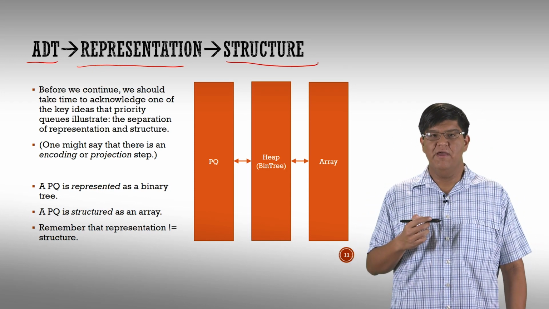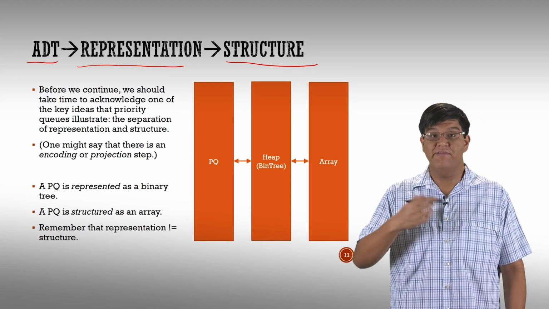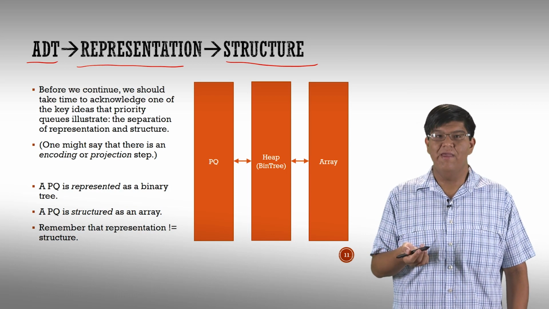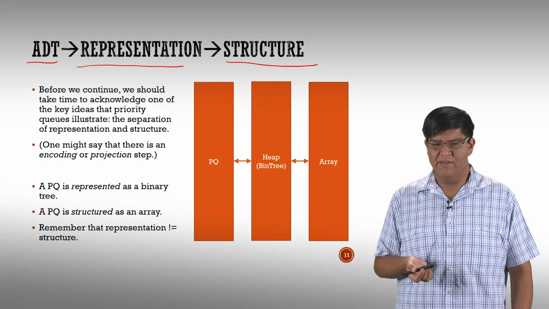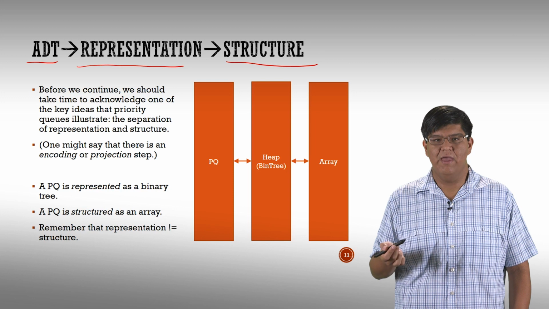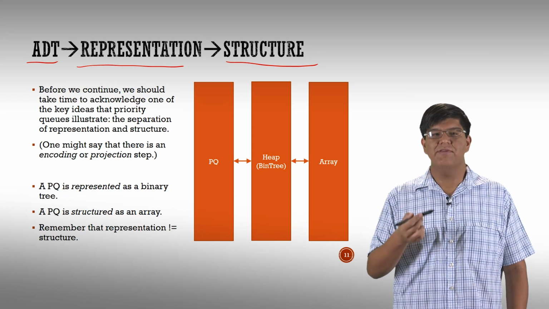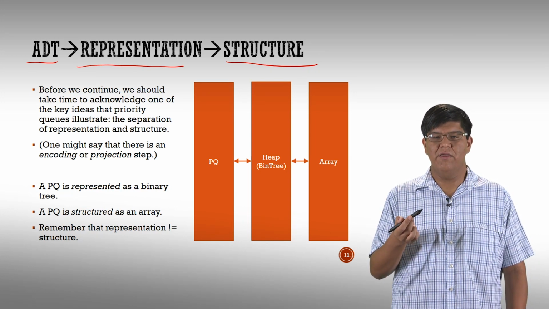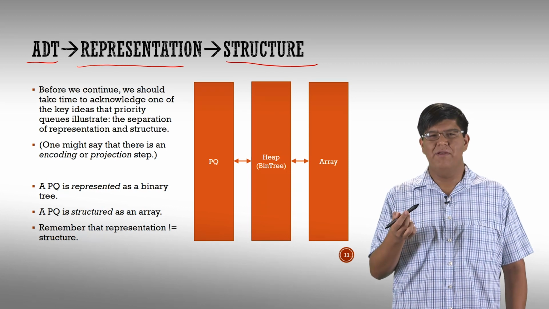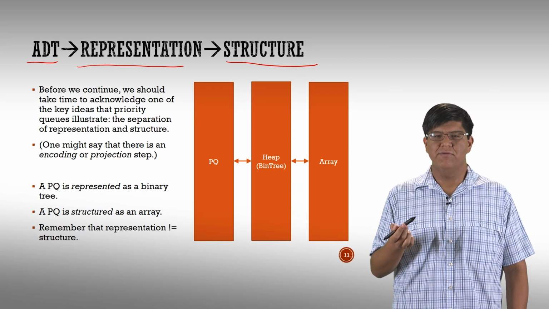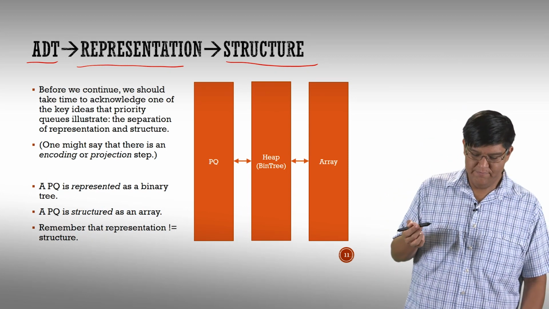In the previous slides, we talked about arrays, heaps, and binary trees. And then there was this weird thing we did, where we said a heap looks like a priority queue, so we'll use it to store a priority queue, but then we're going to put it in an array. That was a little bit strange, so we're going to talk about that for a second.